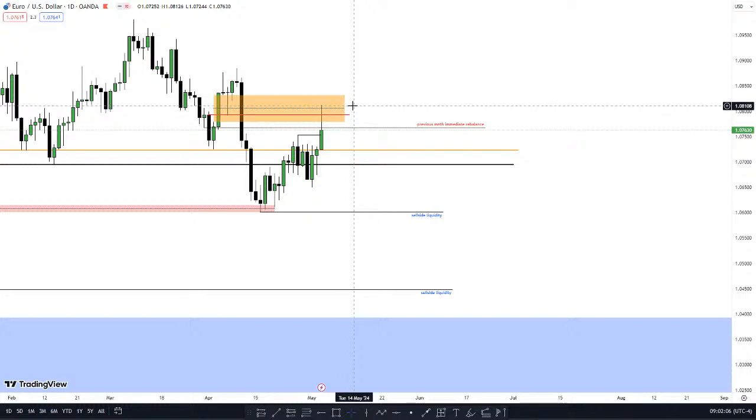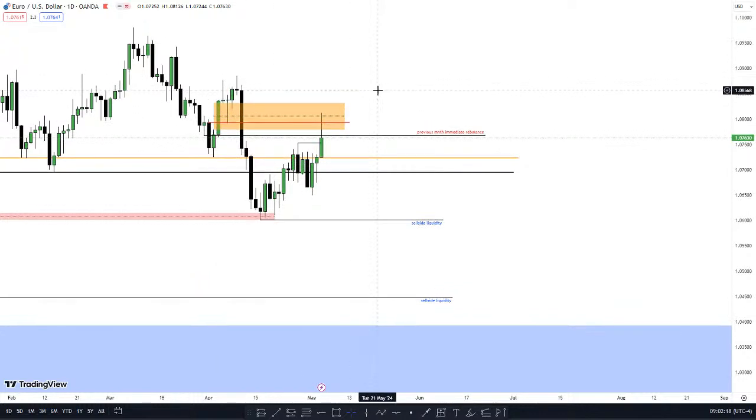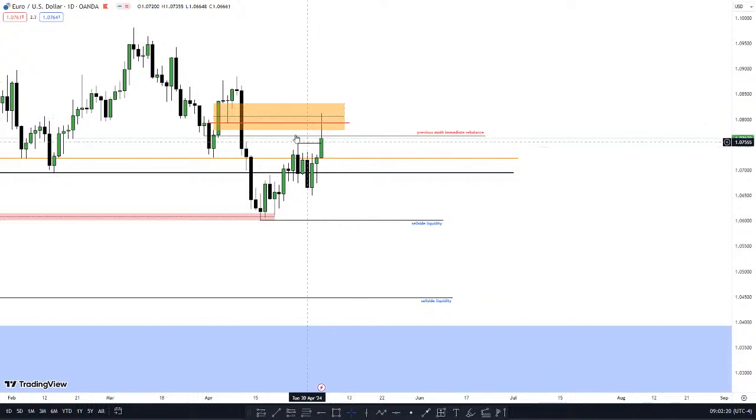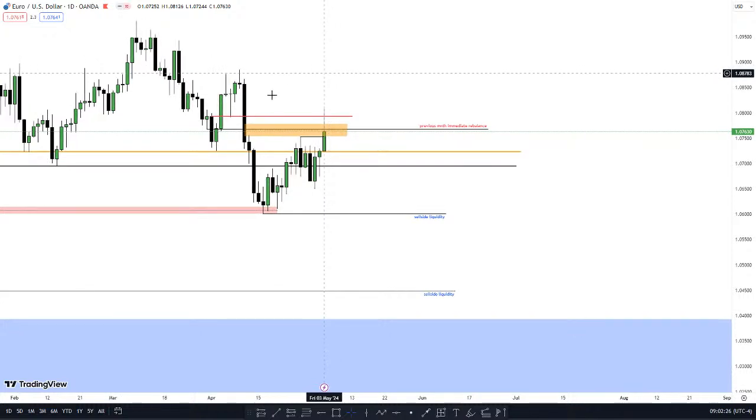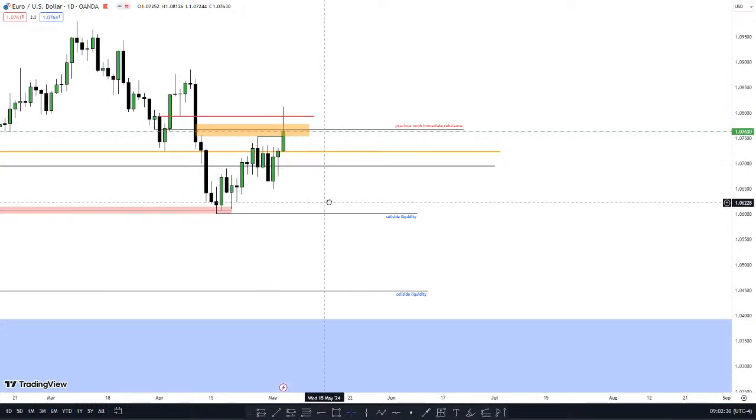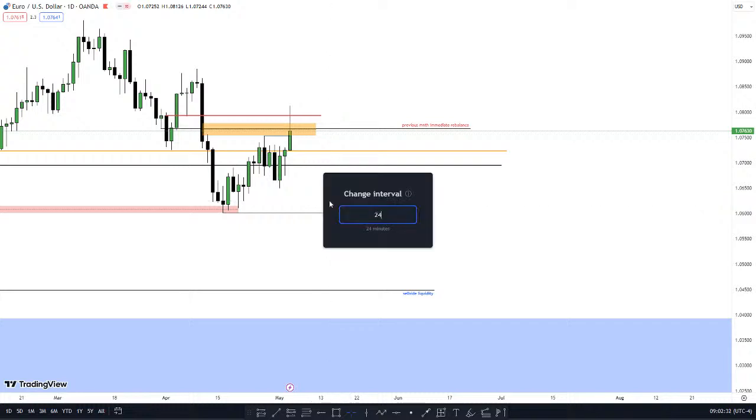We passed above it, but still good. It's still good, and especially on the rejection. So I'm not going to be using this fair value gap anymore. Maybe if we do get above here, we can look for something on this fair value gap. But as of now, depending on this price action we've gotten on this daily chart, I'm looking to be bearish. So let's see what the 4 hour is saying.